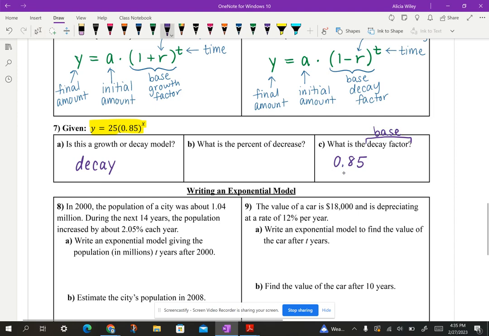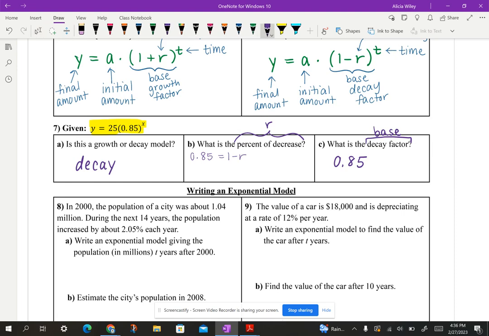Now, the percent of decrease, let's go back to that. The percent of decrease, whoops, if I could do this correctly, that is your value of r. But if you notice in this problem, it is not written as 1 minus r or 1 plus r. So you don't really know what r is just from looking at the equation, okay? We know that our percent of decrease is only the r, and that is part of the base 1 minus r. So if 0.85 is our base and it is equal to 1 minus r, what does r have to be?